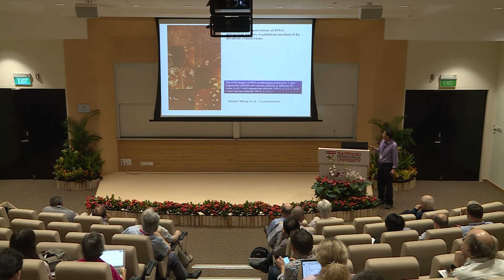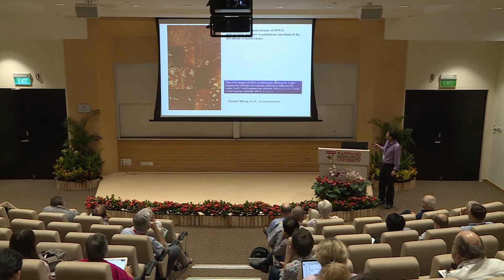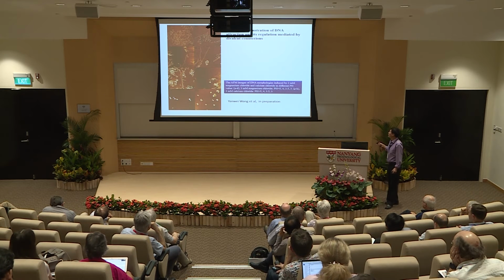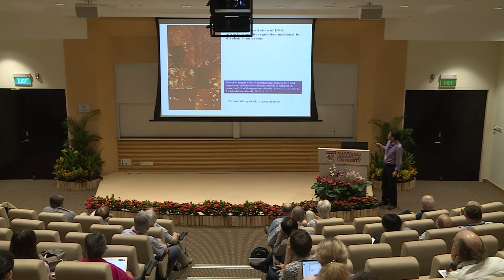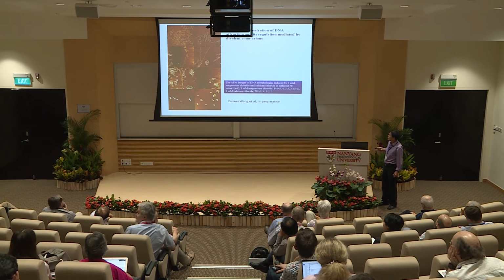So firstly, we just use AFM to observe the DNA morphology at a different pH. From here to here, this is magnesium and this is calcium. If we lower the pH of the solution from like 7 to 3, we indeed observe the condensation of DNA.